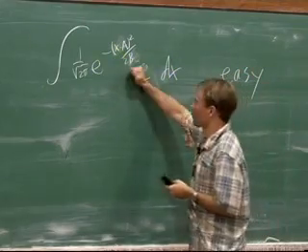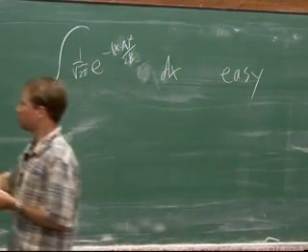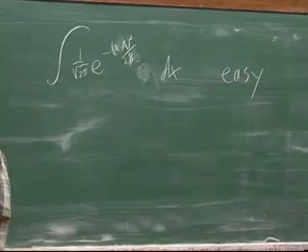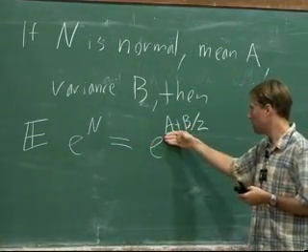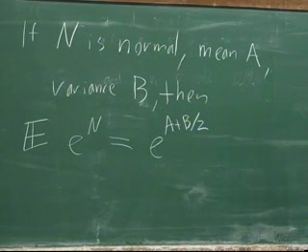So, easy computation: the expectation of e to a normal random variable is e to its mean plus its variance over 2. So how does that help us?